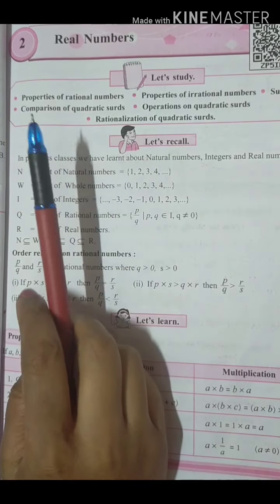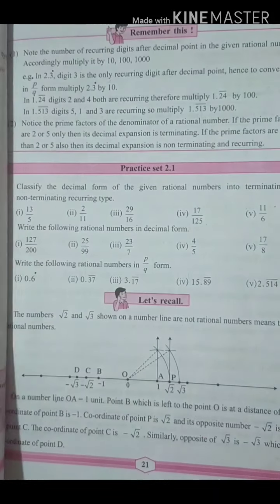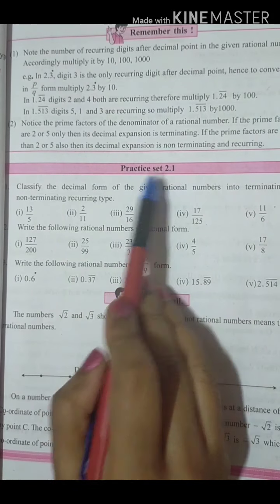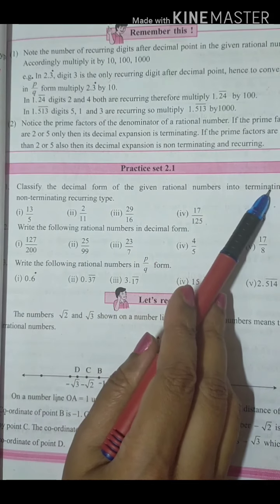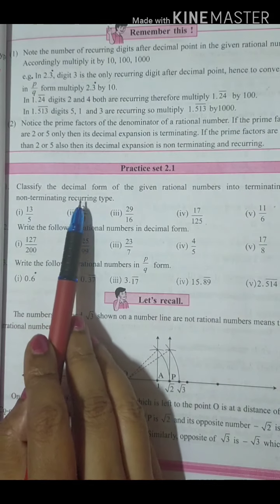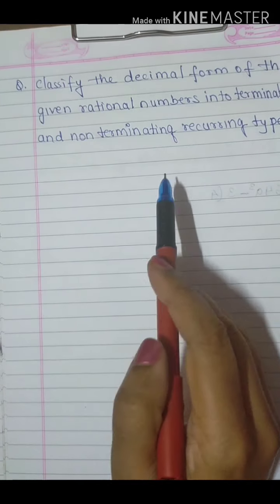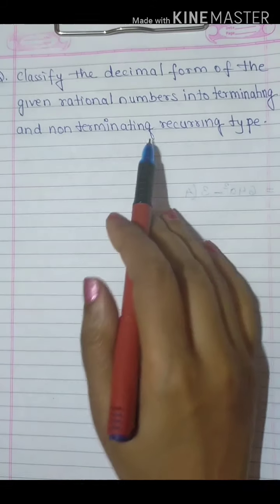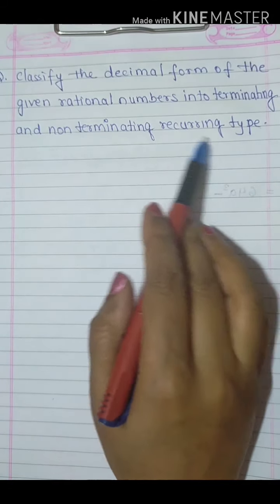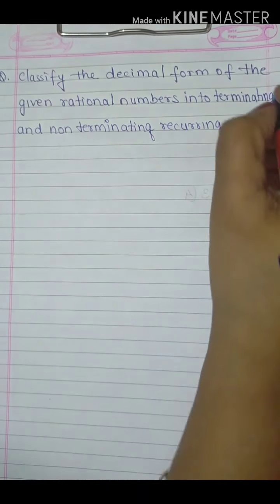we are going to solve 9th standard real number, chapter number 2. Practice set 2.1. Classify the decimal form of the given rational number into terminating and non-terminating recurring type. Here recurring type means which go on continuing, it won't stop.